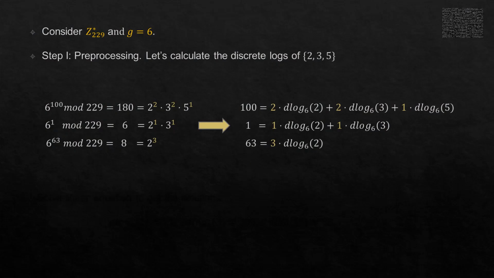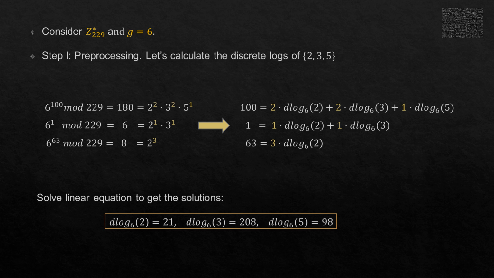And so I got 3 linear equations, independent ones. That's an important thing to notice. And I solved these linear equations to get the solutions. So now I have the discrete log of 2, 3, and 5. Great. So we're done with the pre-processing, and I'm going to use this pre-processing to compute the discrete log of something new.